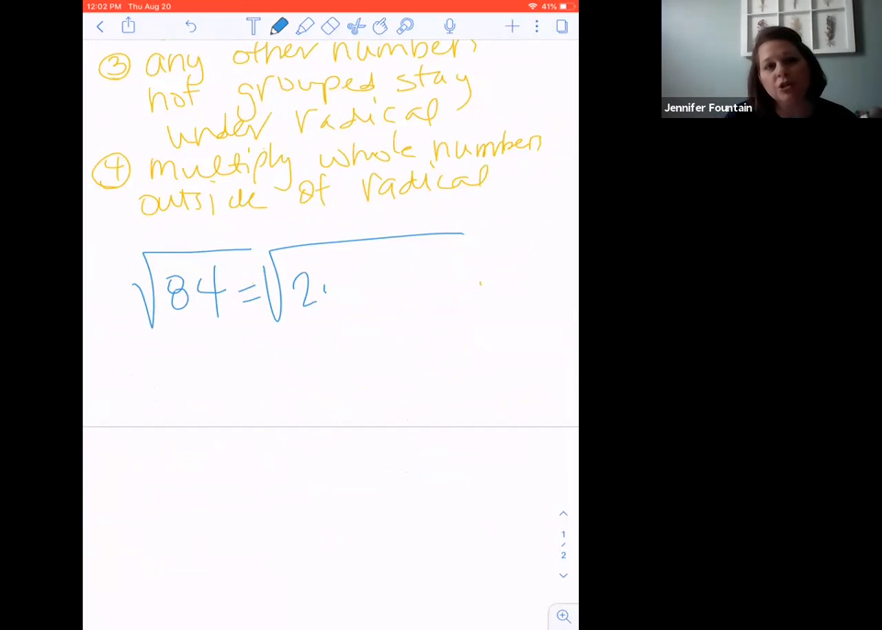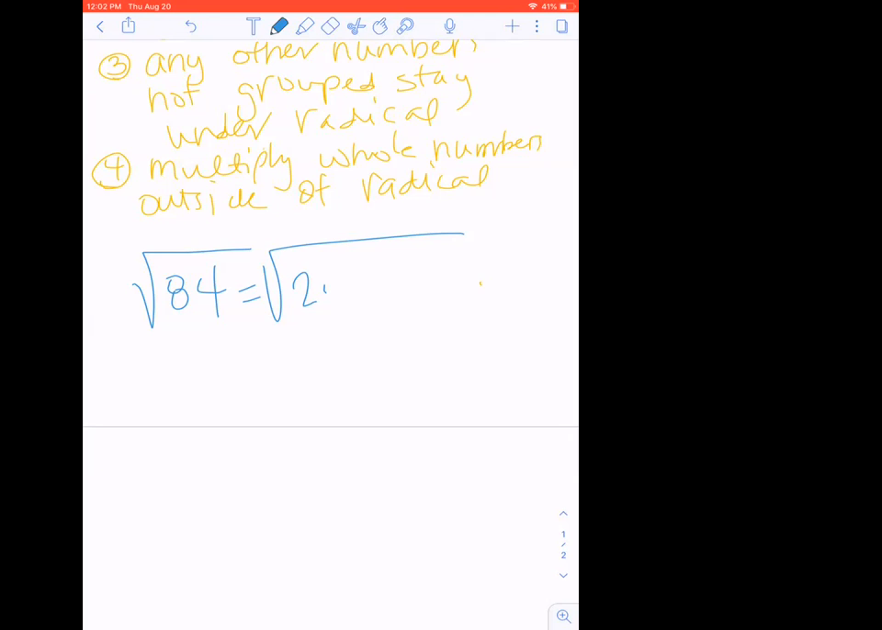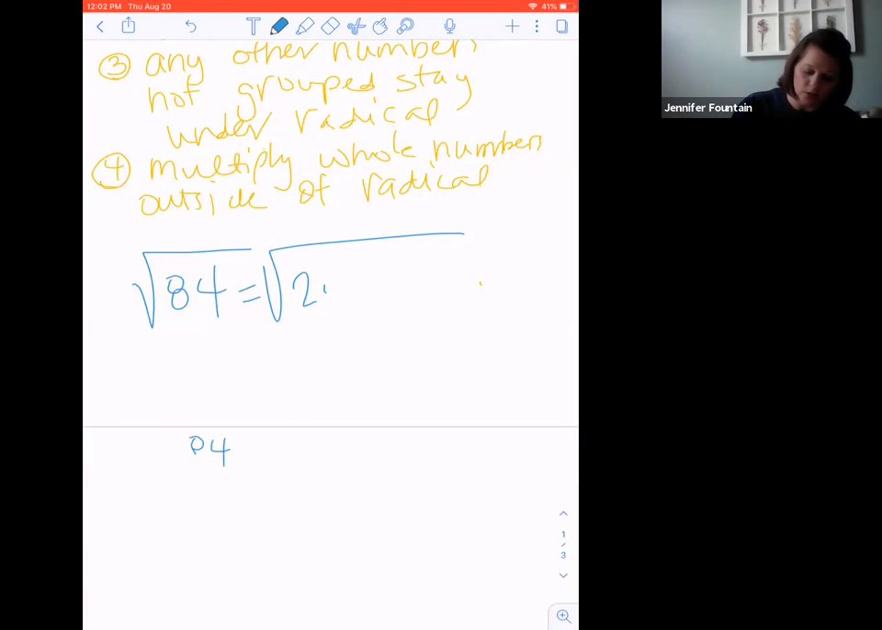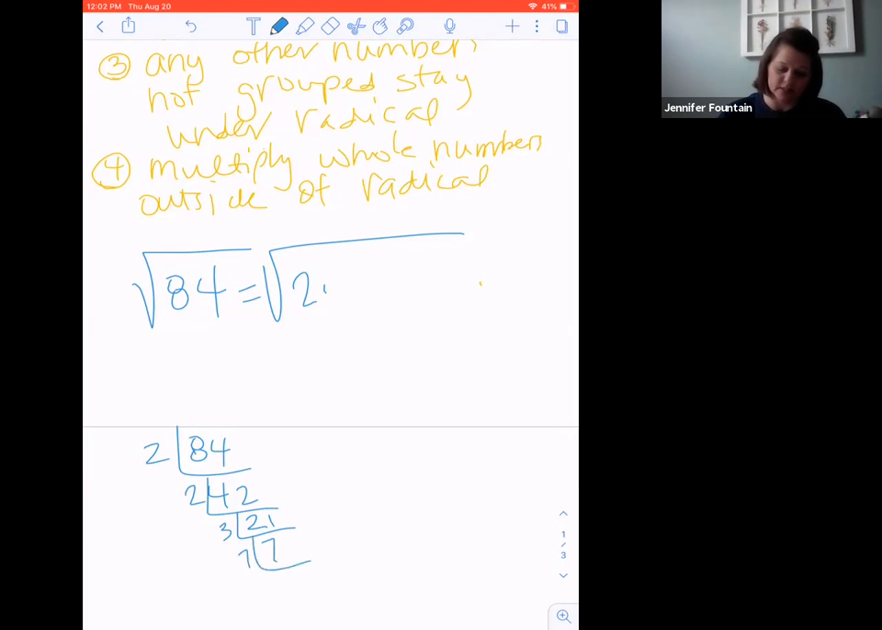Do you prefer to use the ladder method or the factor trees to find prime factors? The ladder method. Ladder, okay. So I'm going to start with 84, and I've divided by 2. 2 will go into 84 42 times. 2 will go into 42 21 times. 21 is not even, so now I'm going to try 3, and that will be 3 times 7. Okay, 7 will be 7 times 1.